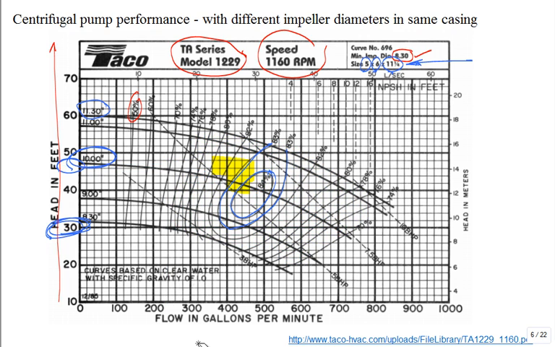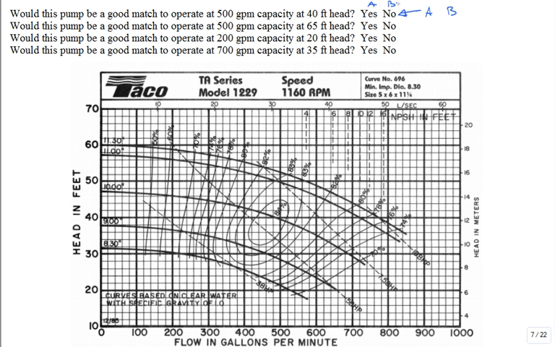All right. Question: would this pump be a good match to operate at a capacity of 500 gallons per minute and 40 feet of head? So the capacity is 500 GPM and the head is 40 foot, yes or no? You would go out to 500, somewhere along here at 40 foot of head, somewhere around there. Actually, that would be great. You'd like that. Let's take a look at the next one: 500 GPM, 65 foot of head.